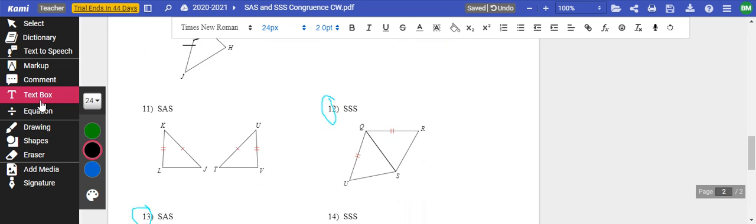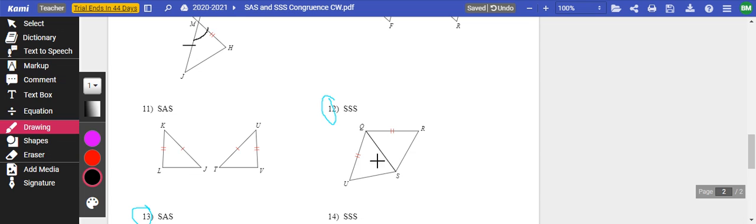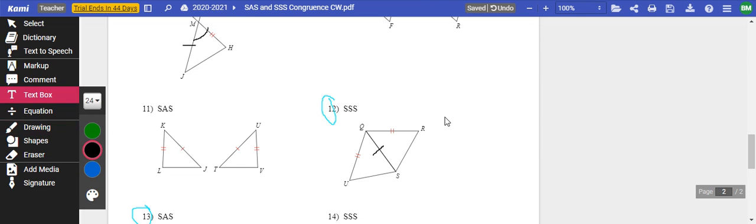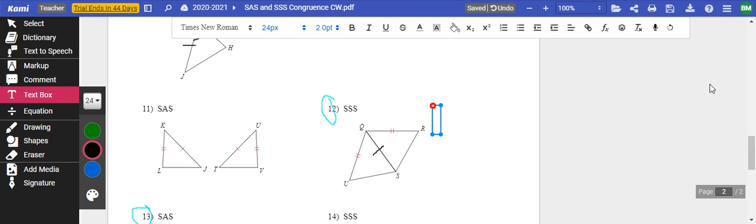Let's look at number 12. I don't need to say anything about QS because I know it's reflexive, so I need a third side. I've got two sides, and I'm trying to prove it by side, side, side. So I can say US is congruent to RS.